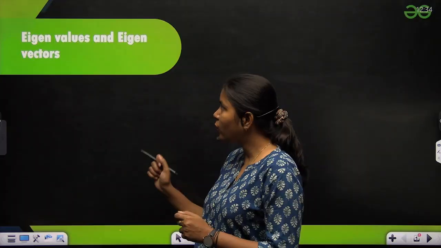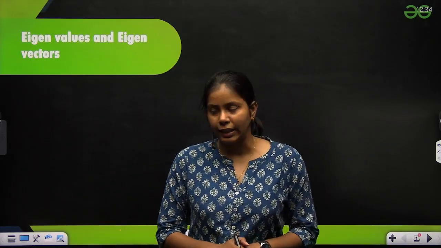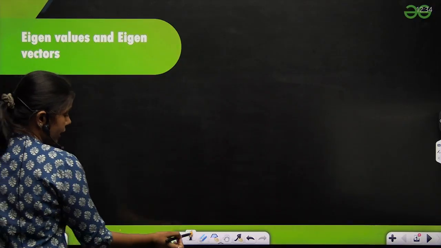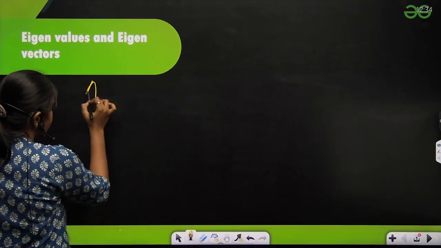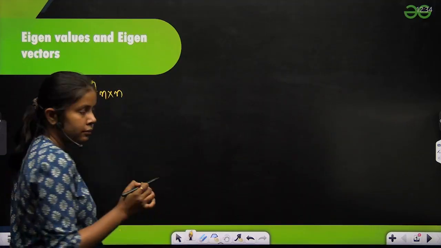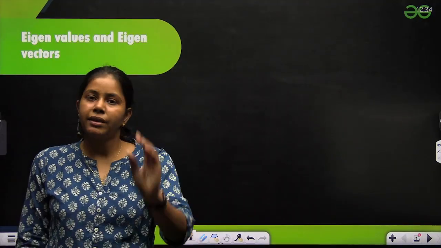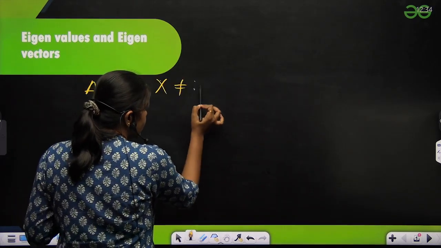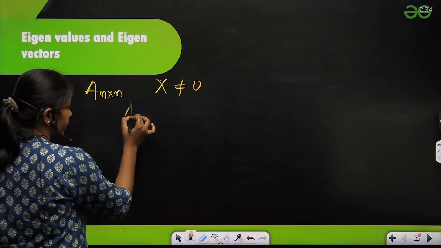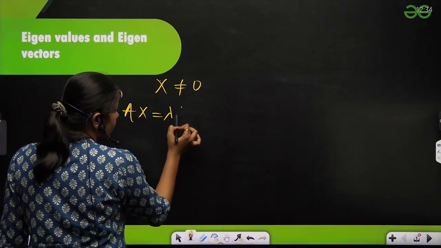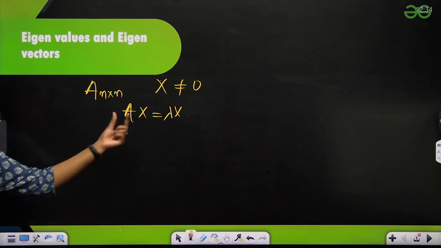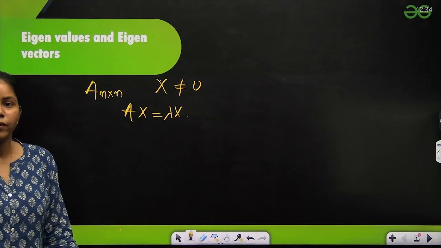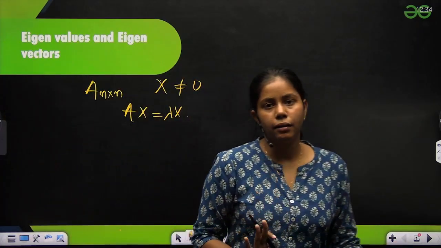So in this video we are going to continue the topic eigenvalues and eigenvectors. In the last class we discussed that, let's suppose A is an n cross n matrix. Then I am interested in finding a non-zero vector X such that I get Ax equals lambda x. I want to find this eigenvector x such that when I multiply the vector with the matrix, I get a scalar value times the vector itself.